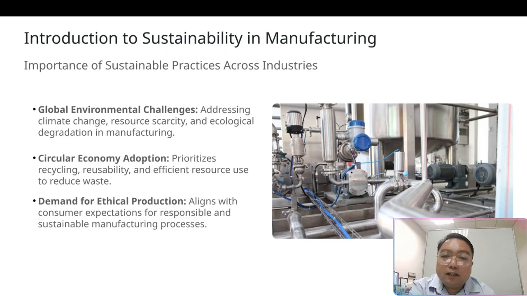Demand for ethical production: align with customer expectation for responsible and sustainable manufacturing process. So ethical production, like say for the timber company who cut the trees in the forest, ethically they must replace the trees, for example lah. The same goes for hiring a person. You must pay the person according to the salary and everything lah. This is an example of ethical production.